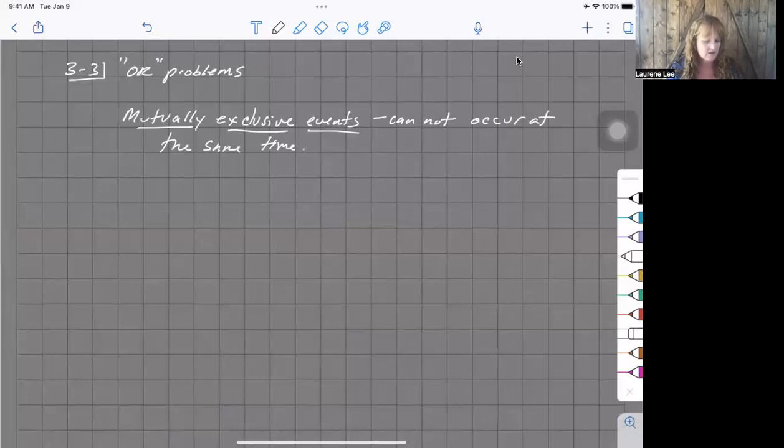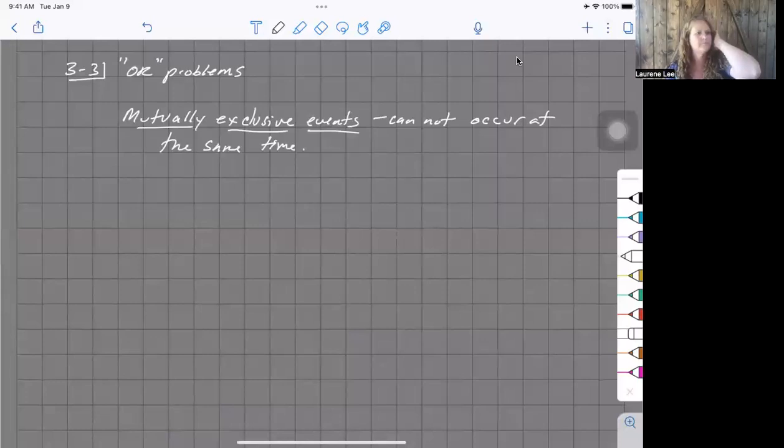Examples of things that are not mutually exclusive. Being a math major and being a female, you could be both. You could be a good cook and a good musician. Those two things could happen at the same time.